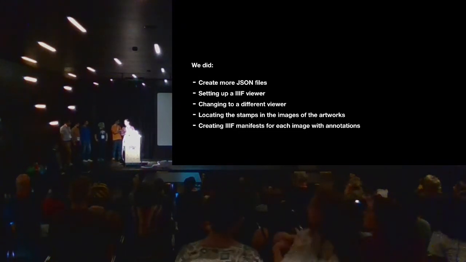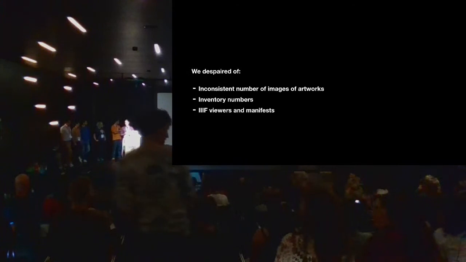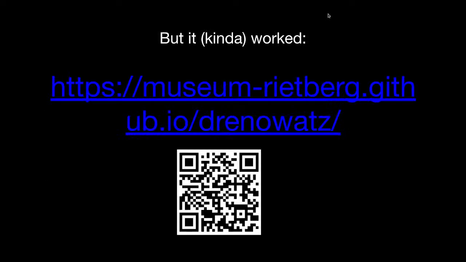We also had some moments where we despaired. Inventory numbers and schemas are horrible. I think that's the case everywhere, but in this case it was very much chaos. Also, there was an inconsistent number of images per artwork. One artwork maybe had multiple images because it was a scroll that was 20 meters long, so it took many pictures. And the IIIF viewer was a bit of a challenge to get running, but we made it work.